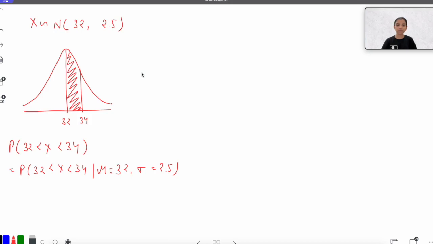Now in the similar case, when we are talking about likelihood, if I have the distribution and the observed value, then I am finding the best fit for that observed value. The likelihood is the likelihood of mu equal to 32, sigma equal to 2.5, given that x is equal to, let's say, 34.